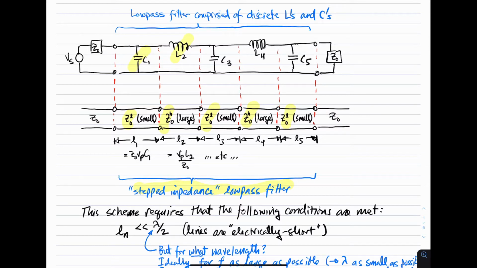And so what we can do is we can develop a prototype filter comprised of discrete inductors and capacitors. And if we have such a filter ready to go, then we can transform that discrete component prototype into one of these stepped impedance low-pass filters. So what we're going to do here is go through the mechanics, the specific procedure that you would use to do this transformation.